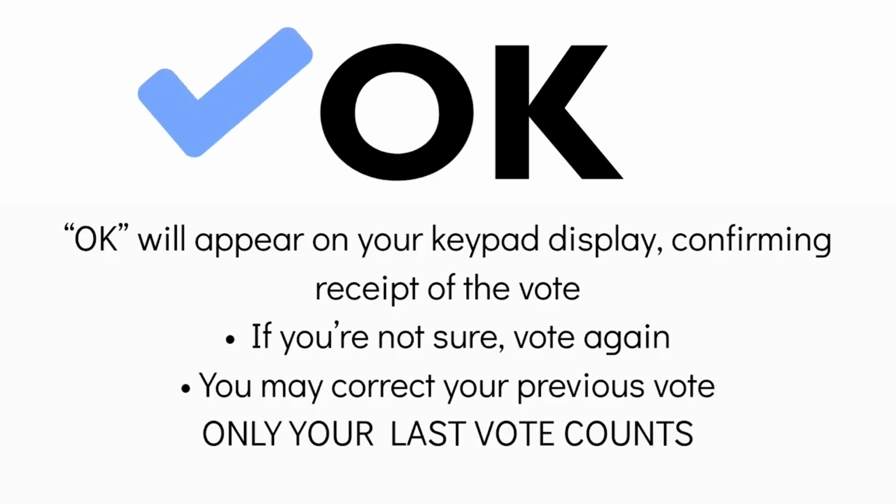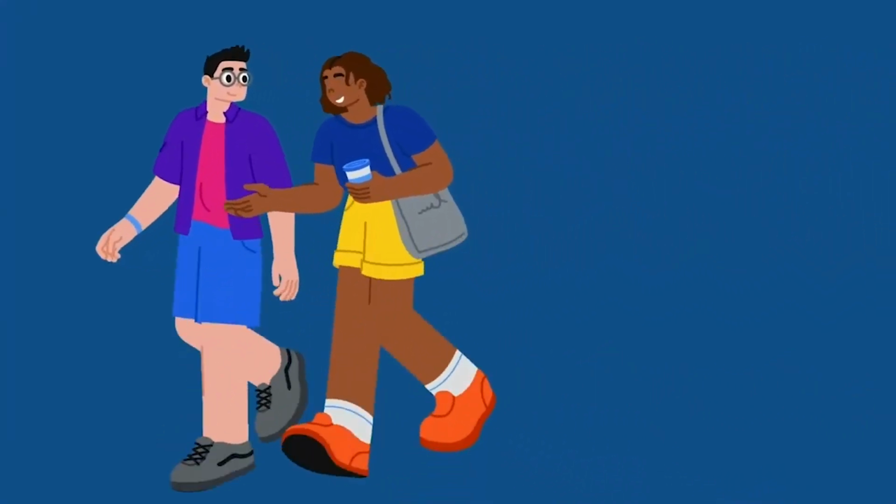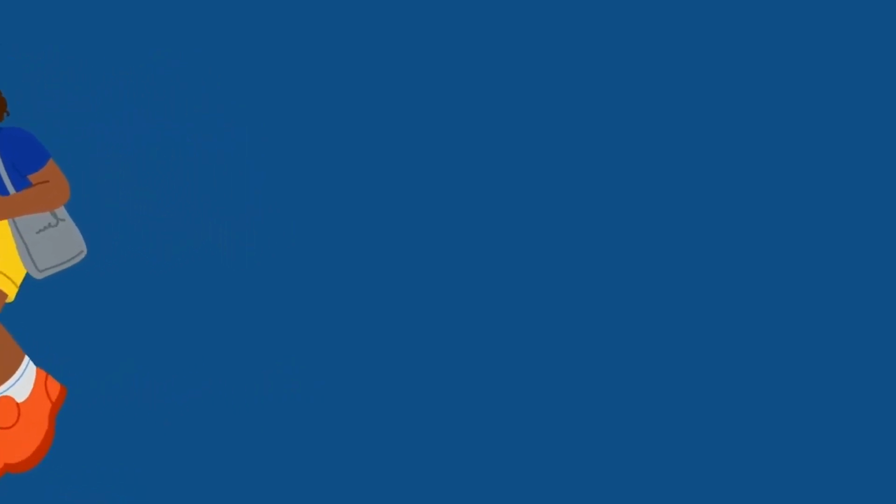If you're not sure, vote again. You may correct your previous vote. It's only your last vote that counts. If you leave the room for any reason, return your voting clicker to a designated staff member and it will be given back to you upon your return.